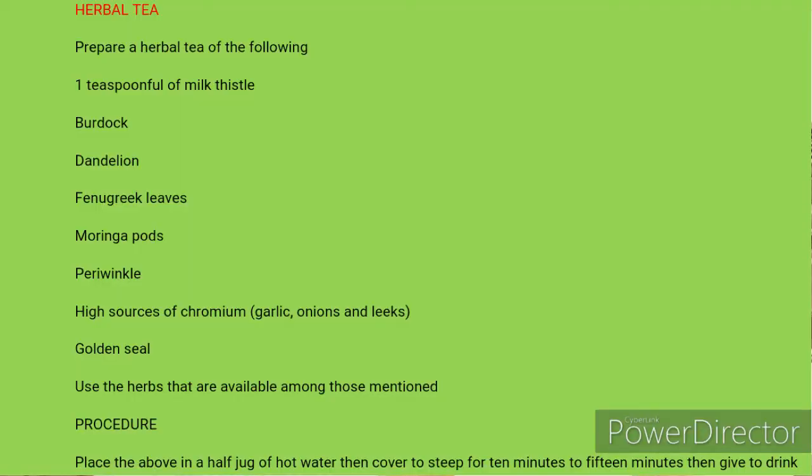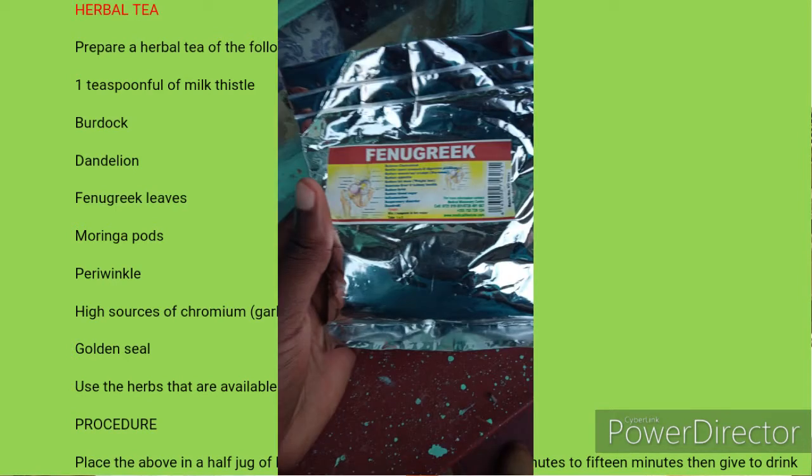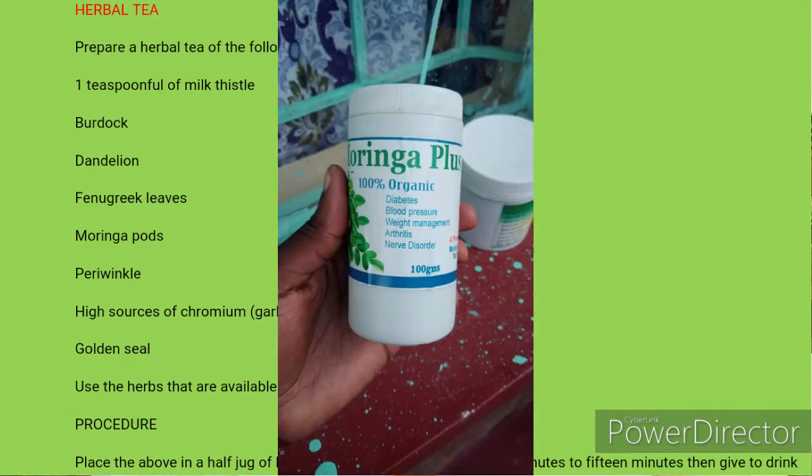We need herbal tea. Herbal tea is a mixture of milk thistle, burdock, dandelion, fenugreek leaves, and moringa pods. Since it's a nutritional disease, we need our nutrition to treat it, so we need herbal therapies. For you to treat or reverse this type 2 diabetes, the first thing you need is activated charcoal, commonly abbreviated as AC.